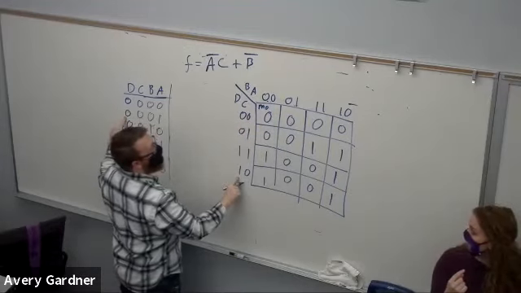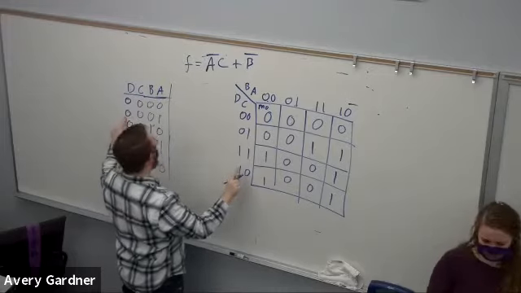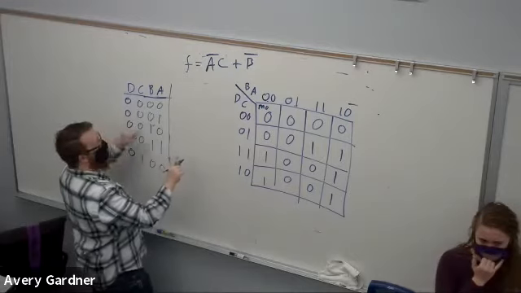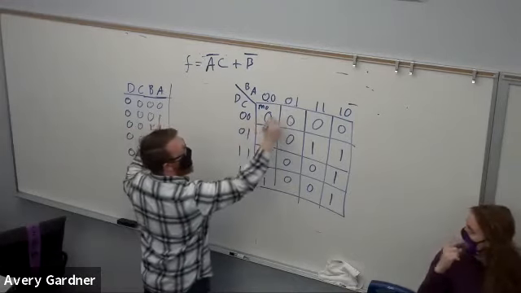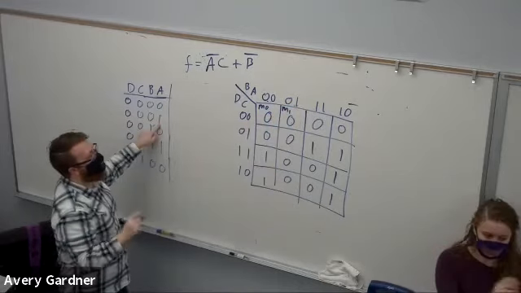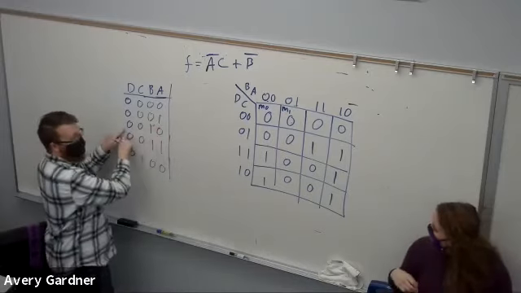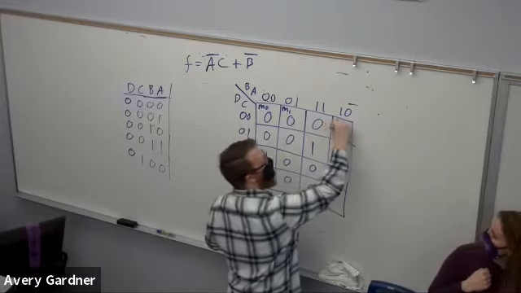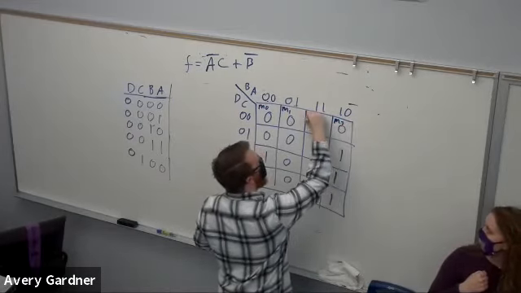Is that right? Did I screw that up somehow? Oh, A. A is 1. Sorry. So 1, 0, 0, 0. That's M1. And then 0, 1, 0, 0 is here. So this is M1, 3, and this is M2.